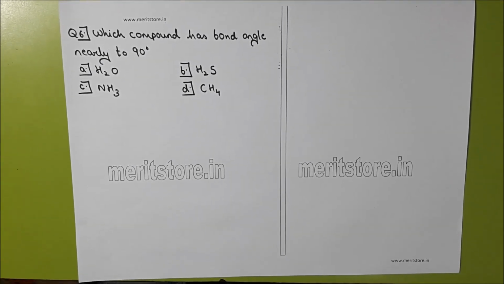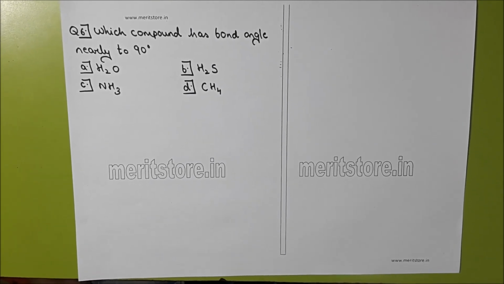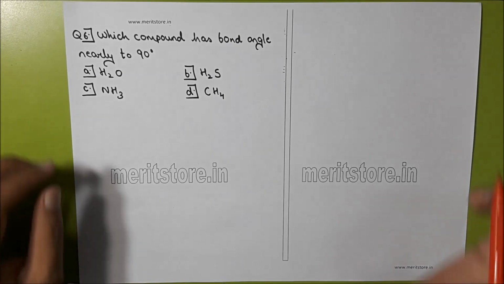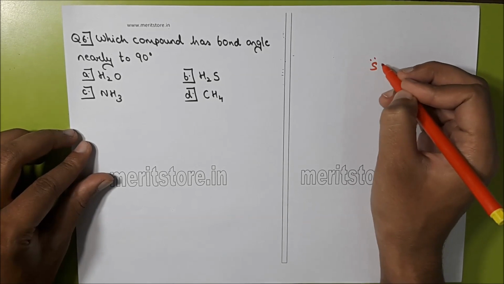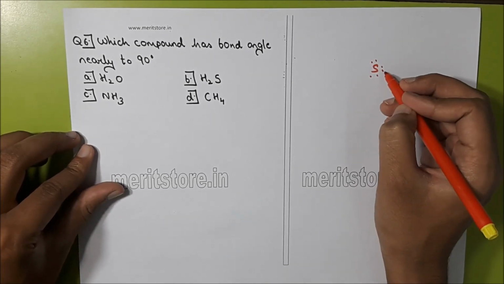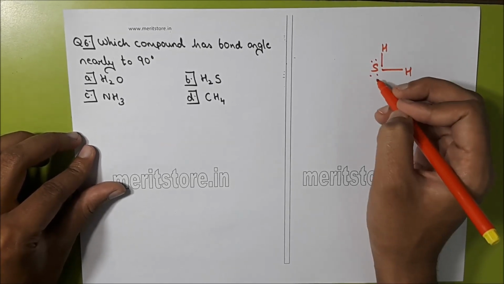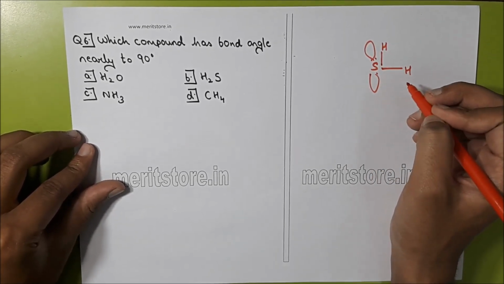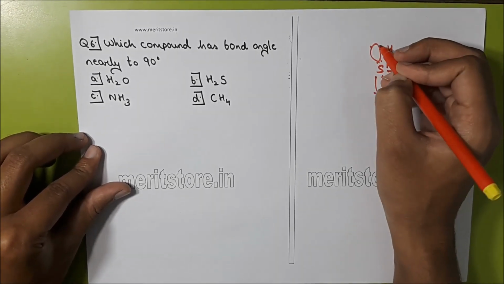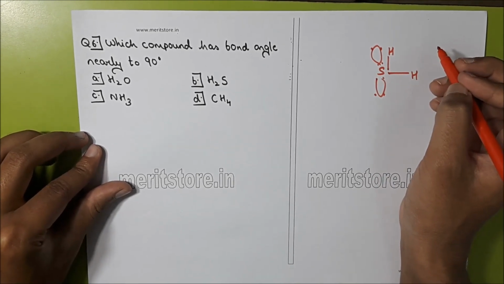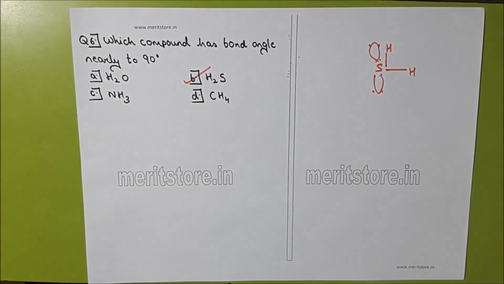Which compound has bond angle nearly 90 degrees? A H2O, B H2S, C NH3 and D CH4. Okay. In the structure of H2S, the central atom is sulfur. It has 3 lone pairs, of which one is bonded with hydrogen and there are 2 lone pairs in the axial plane. So the bond angle formed is 90 degrees because of the 2 lone pairs of electrons in H2S, and in other molecules the angle is greater than 90 degrees. So correct option is B, H2S.